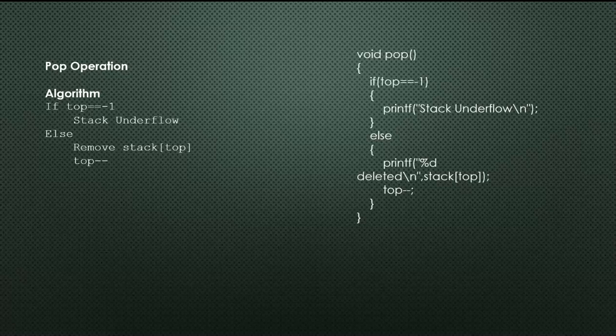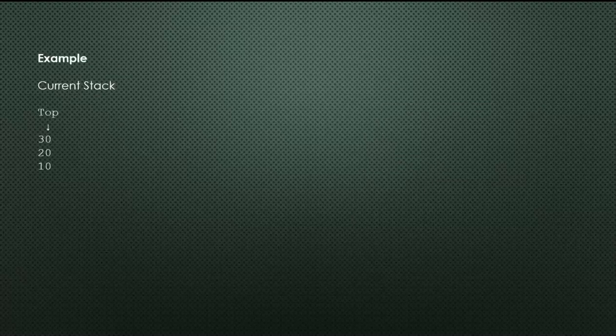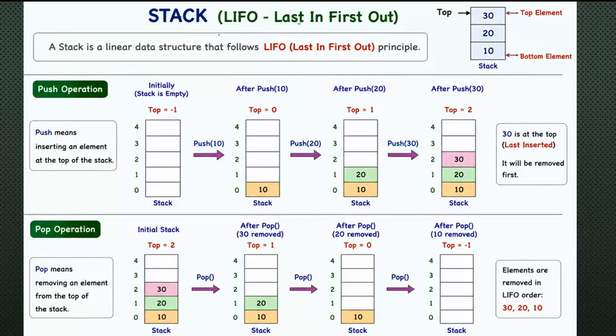Yes, the same is being coded. If top is equal to minus 1, print stack underflow. Else, print the deleted element is stack of top and then decrement top. Fine. Let us see an example. The current stack is 10, 20, 30, where 30 is the topmost element. If I call pop, 30 has to be removed. After being removed, the topmost element now becomes 20. So this is a very important operation, push and pop.